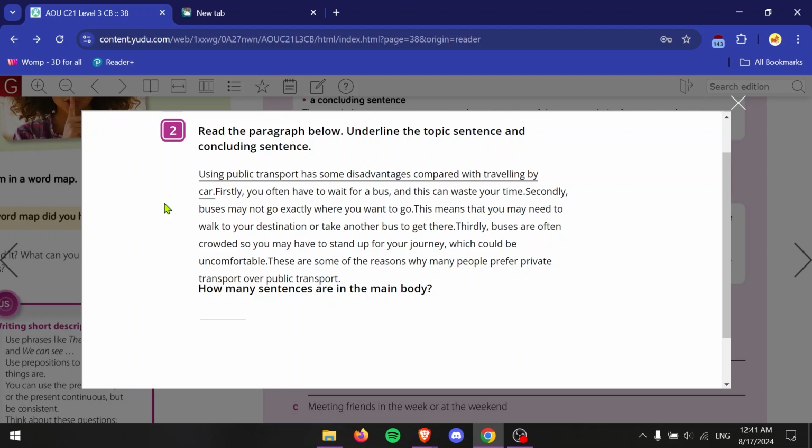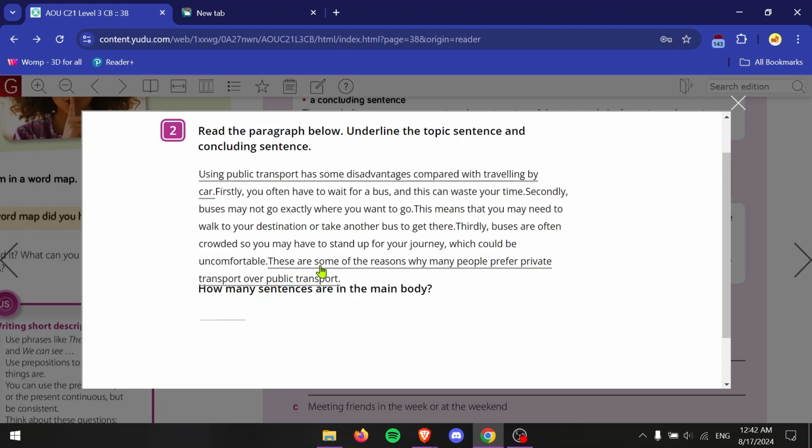Firstly, you often have to wait for a bus, and this can waste your time. Secondly, buses may not go exactly where you want to go. This means that you may need to walk to your destination or take another bus to get there. Thirdly, buses are often crowded, so you may have to stand up for your journey, which could be uncomfortable. These are some of the reasons why many people prefer private transport over public transport.